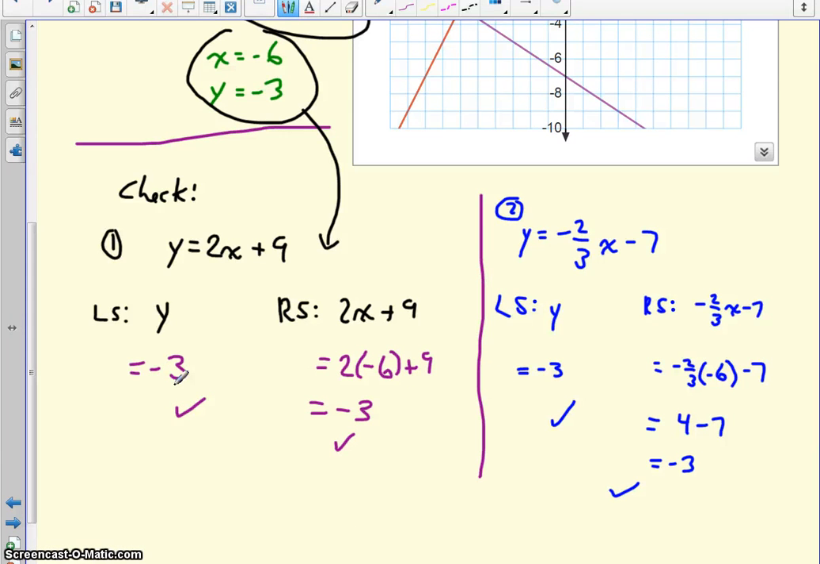Okay, so there's a check for the second equation. You can see the process is identical. Maybe this one's a little bit trickier because there's a fraction involved. They have to multiply through. But you'll see the right side simplifies the same as the left side.